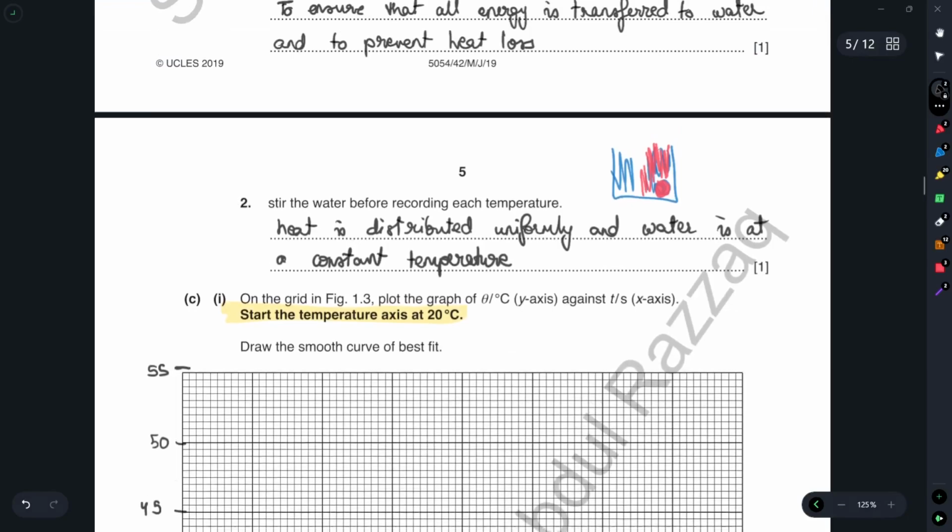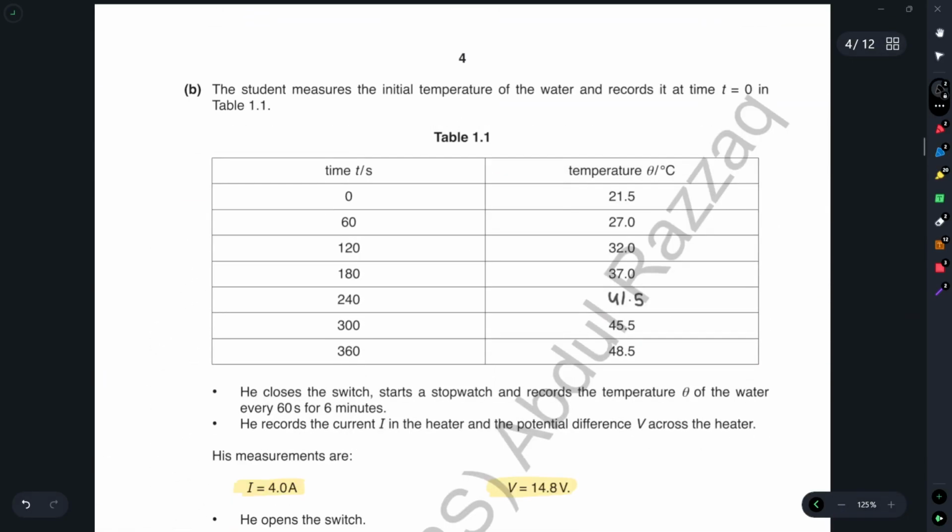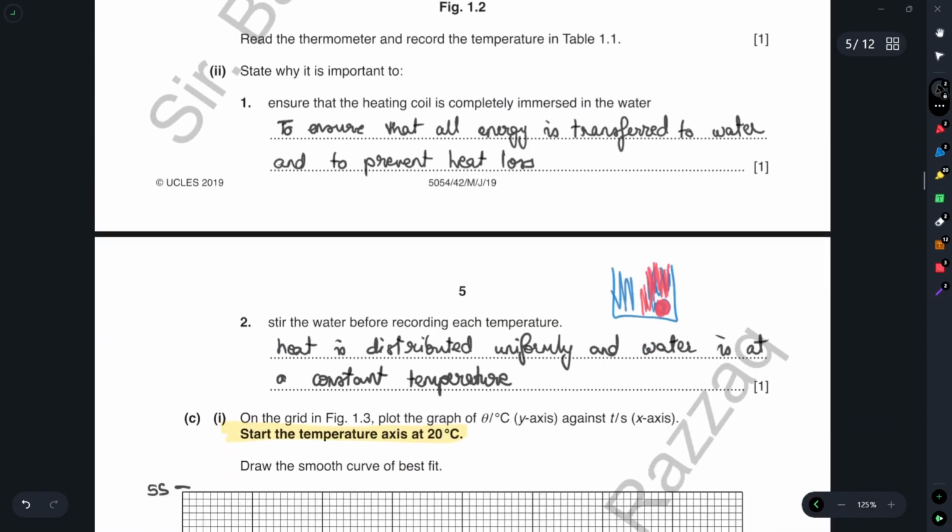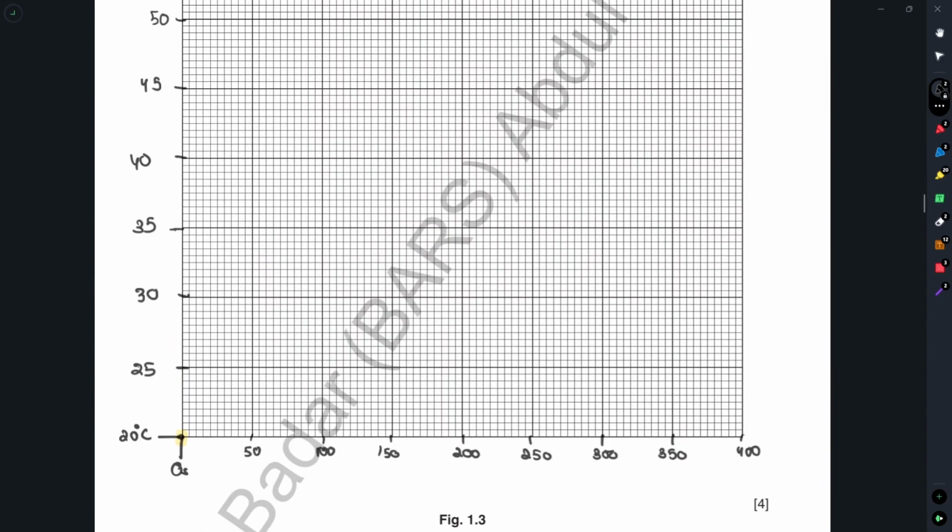Now let's start plotting the thing. If I'm not wrong, the first value was 21.5, 27.32. So 21 is here, 21.5 will be here. So 21.5 and 0, sorry, my bad. So 21.5 and 0 would be somewhere over here. Let's just clarify that again. So 21 and then 21.5 would be here.